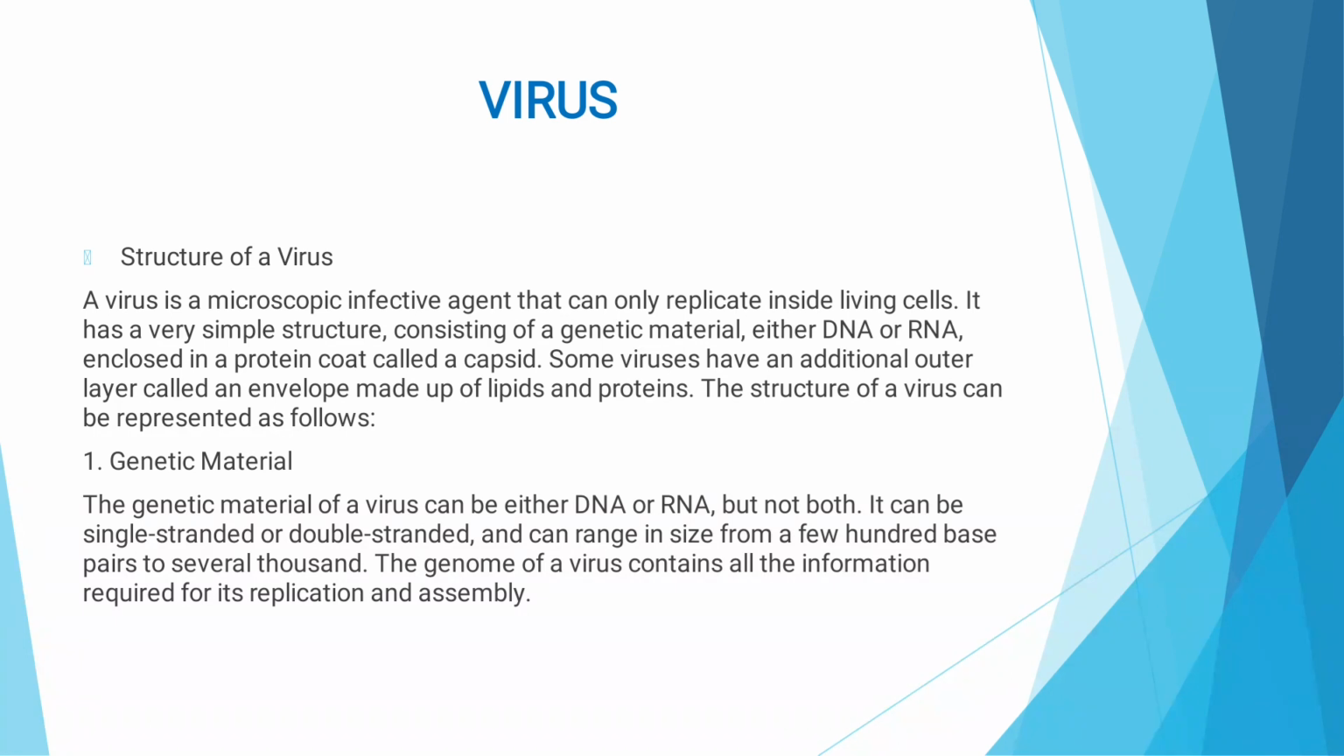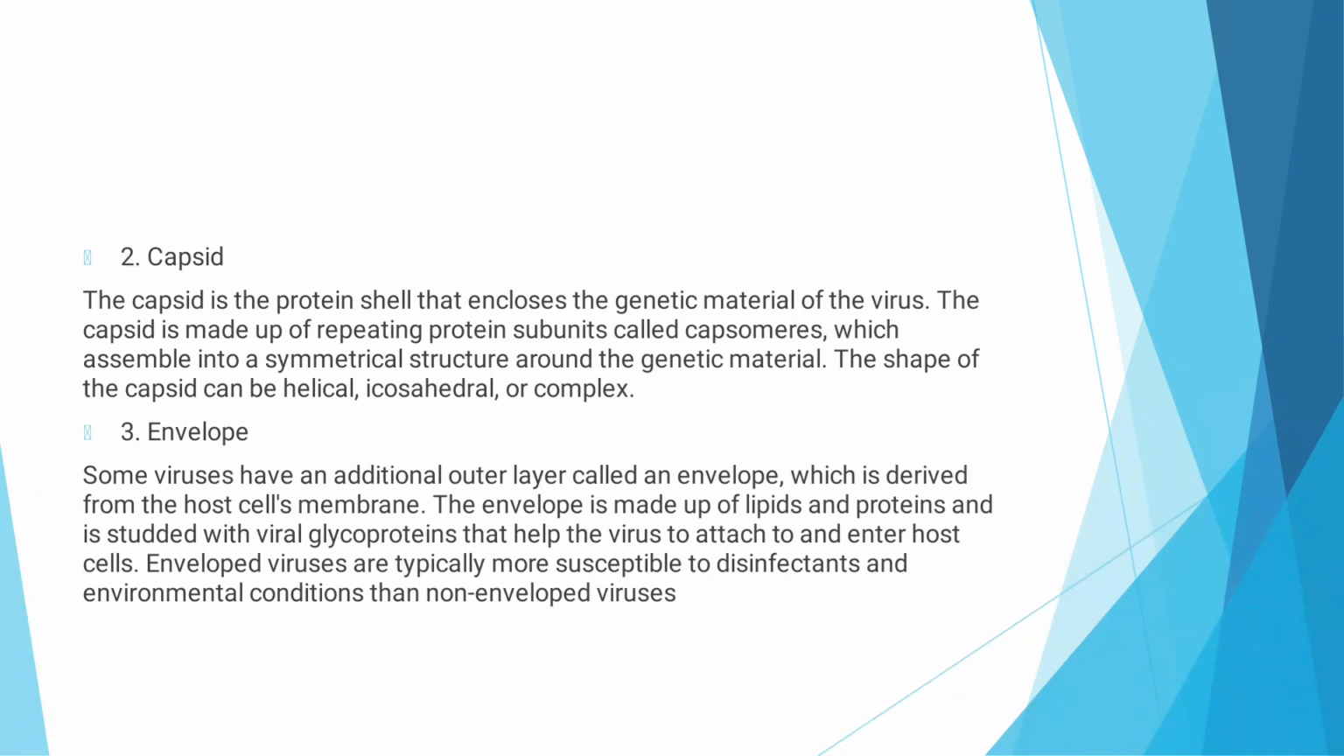The genetic material may be either DNA or RNA. It can be single-stranded or double-stranded. The genome of the virus contains all the information required for its replication and assembly. Then it also consists of a capsid. The capsid is a protein shell that encloses the genetic material of the virus. The capsid is made up of repeating protein subunits called capsomeres, which assemble into a symmetrical structure around the genetic material. The shape of the capsid may be helical, icosahedral or complex.